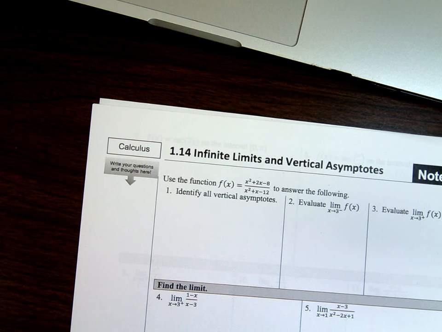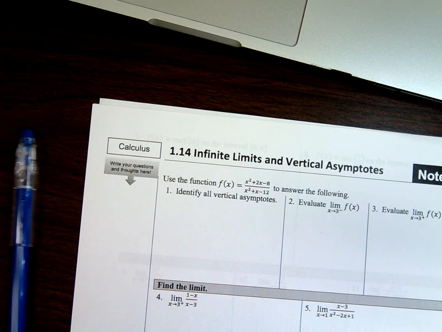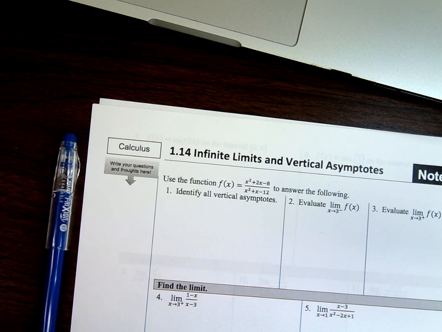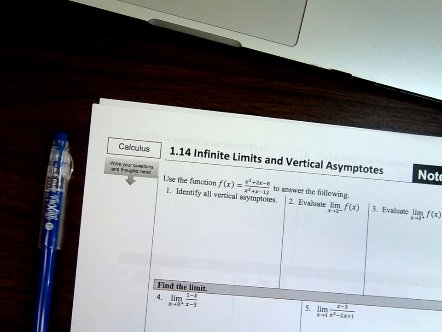The whole last section was all about holes. It was all about removable discontinuities, which are holes. But what happens when you have stuff left in your denominator that now creates a vertical asymptote? Here's the big concept. Are you ready? If you're a vertical asymptote, number one, you can never cross a vertical asymptote. You can cross horizontals, you can't cross verticals.